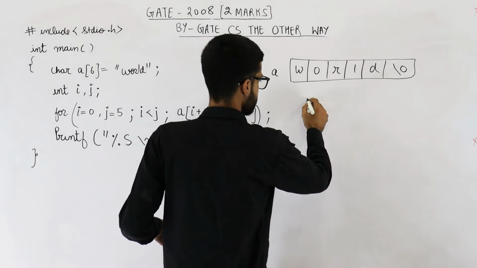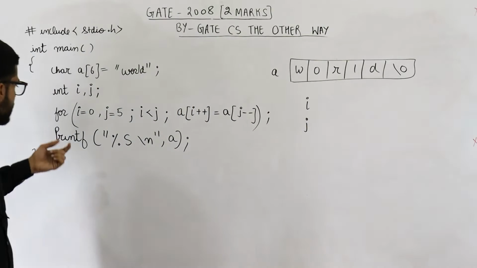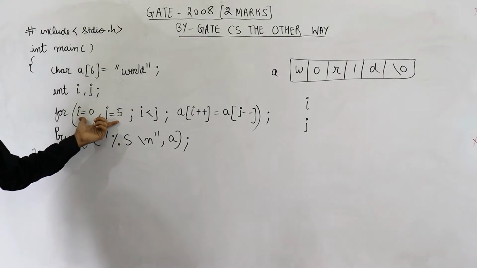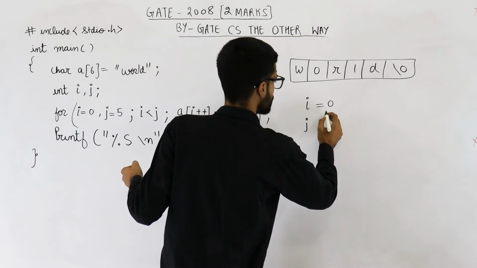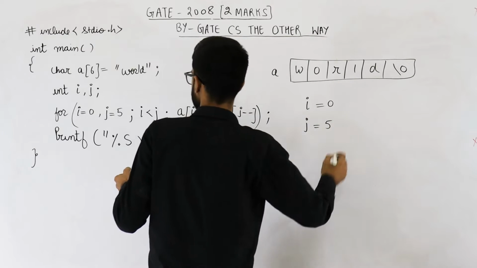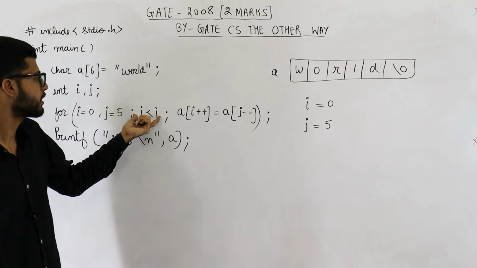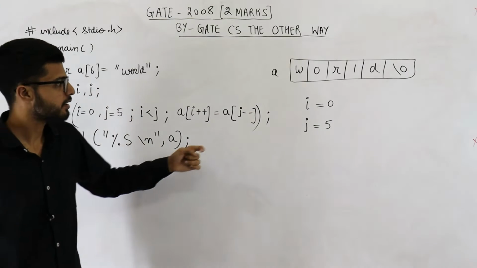They are named i and j. Okay. Then we have a for loop. So in initialization expression, we are trying to initialize both of these variables. i is initialized with 0 and j has a value 5. Now check this condition. If this condition is true, then enter the body of loop. i is less than j.